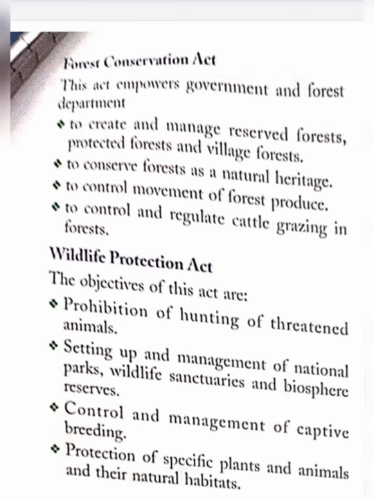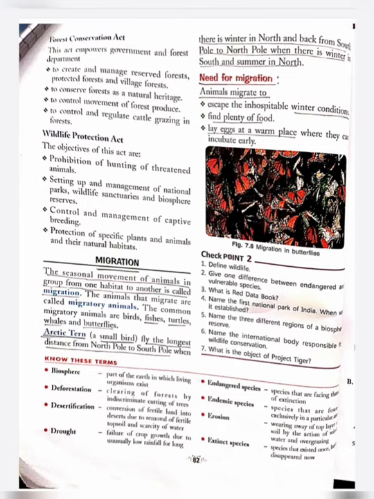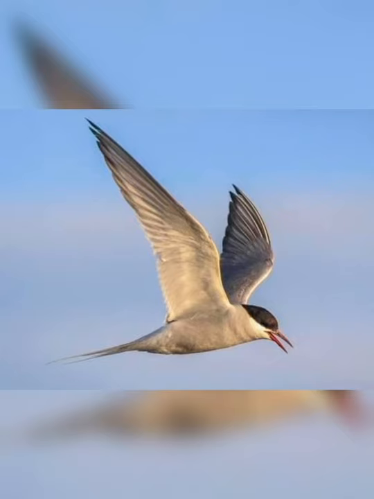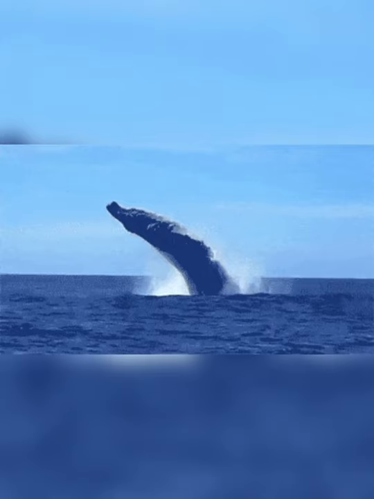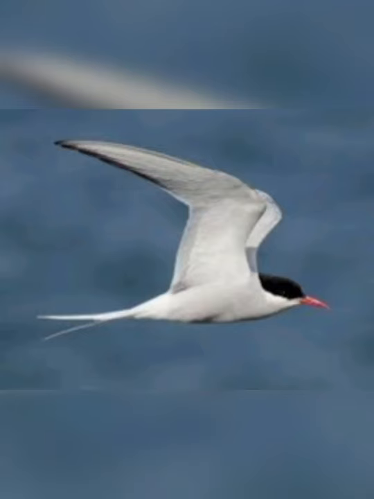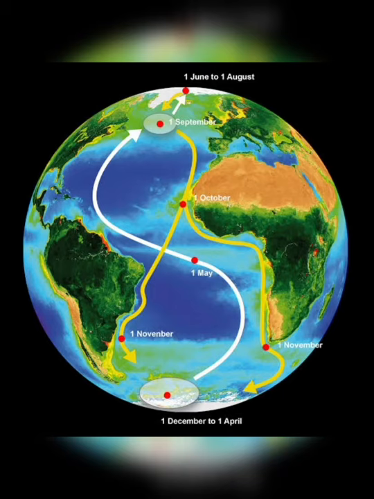Now our topic is migration. Migration means the seasonal movement of animals in group from one habitat to another. This is called migration. The animals that migrate, they are called migratory animals. The common migratory animals are birds, fishes, turtles, whales, and butterflies. Arctic tern fly the longest distance from North Pole to South Pole when there is winter in North, and back from South Pole to North Pole when there is winter in the South and summer in the North.